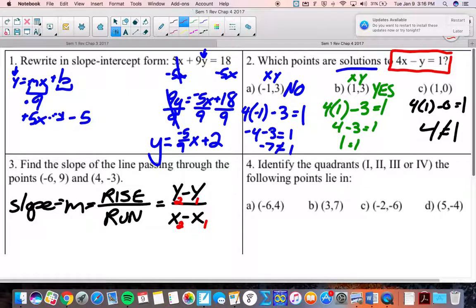But you could be a rebel and switch the 1s and the 2s. You could take the first y minus the second y, but then you have to take the first x minus the second x on the bottom. Just got to use the same order.